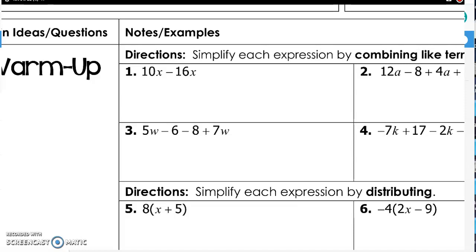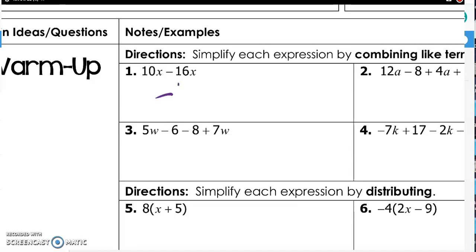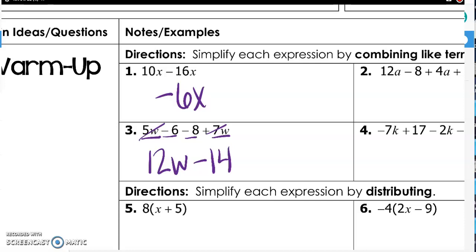So number one, we have 10x minus 16x, which gives us negative 6x. Number three, we have 5w plus 7w, which would be 12w. And then negative 6 minus 8 is a negative 14. So 12w minus 14. Again, you do not put a plus negative. That will not be allowed. You need to make sure you just make that a minus sign.